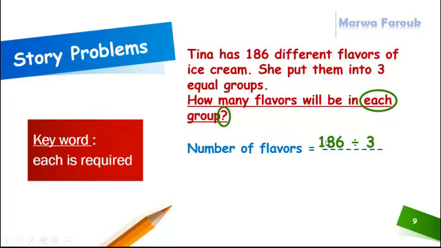We will start from the digit on the left. It's 1. 1 divided by 3 can't be, so we are going to take these two digits together, and it's 18. 18 divided by 3 equals 6. And then 6 divided by 3 equals 2, so we got 62 flavors. Let's move to the next one.